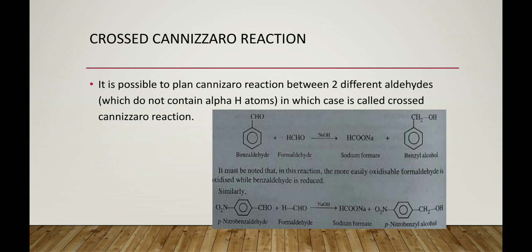Also, para-nitrobenzaldehyde on reaction with formaldehyde in the presence of NaOH gives sodium formate and para-nitrobenzyl alcohol.